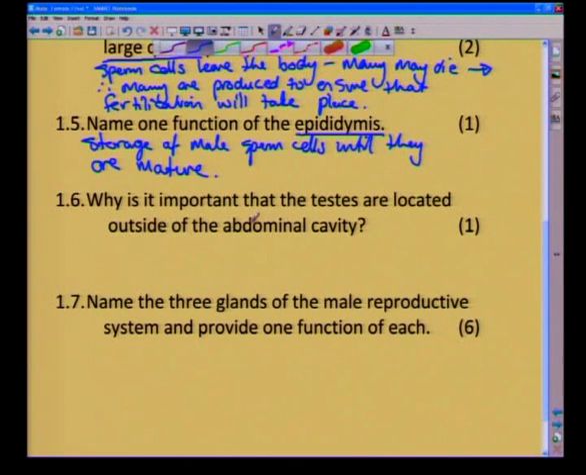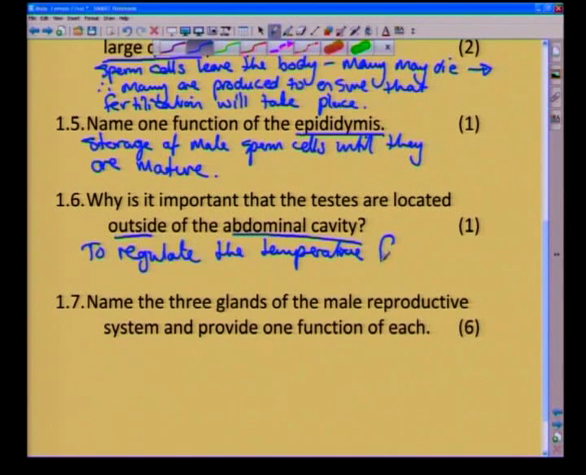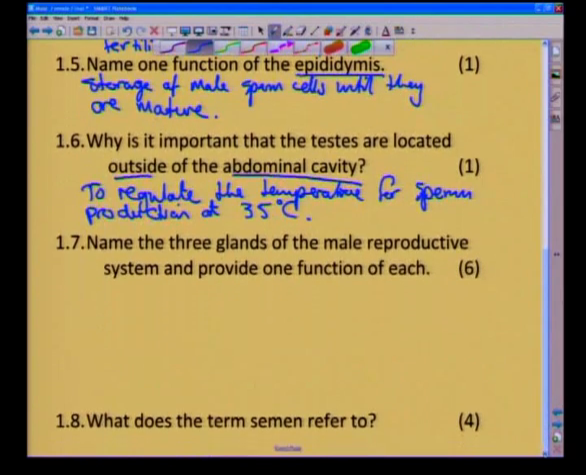All right. Why is it important that the testes are located outside of the abdominal cavity? It is to regulate the temperature for sperm production at 35 degrees Celsius. Okay, then name the 3 glands of the male reproductive system and provide a function for each.